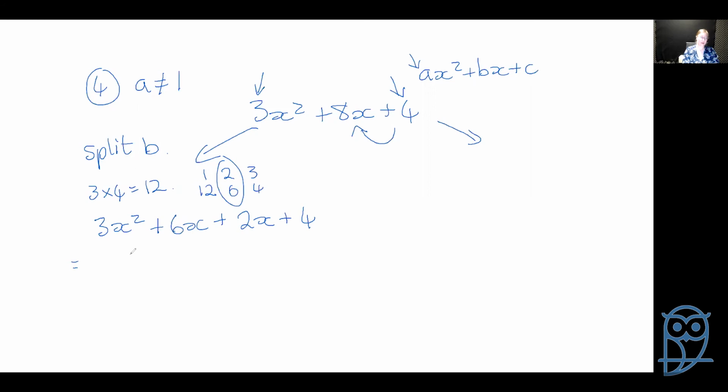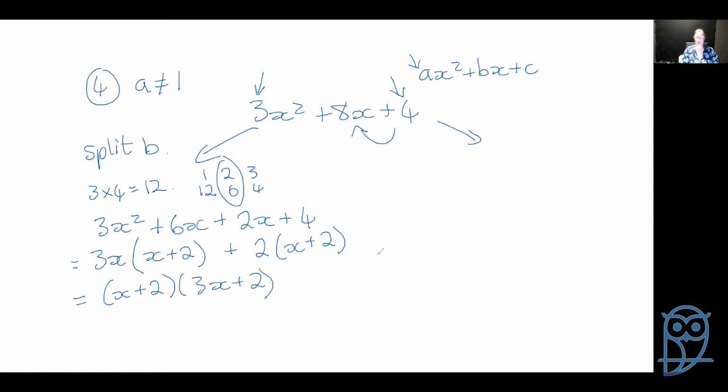So now we can go take out common factors from here and from here. So we're going to end up with 3x times x plus 2. And we're going to end up with 2 taken out here with x plus 2. Now we can take out this x plus 2 as a common factor. So we have x plus 2, and we have 3x plus 2. There's our 3x, there's our 2. So this is our answer for that. The second method is the both factors method.